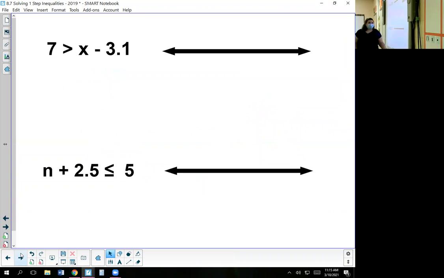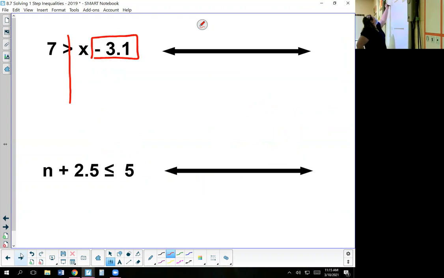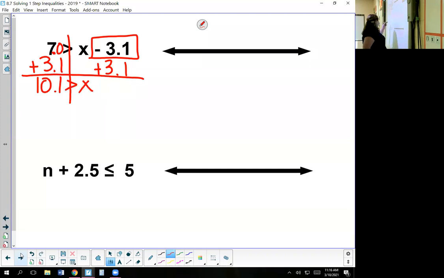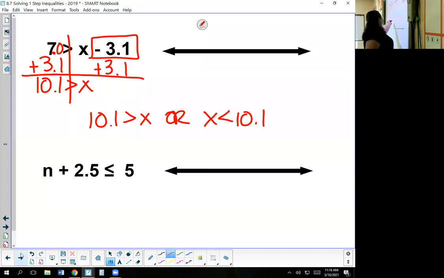All right, again, there might be ones with decimals. Don't overthink it. Same idea here. Now, this is saying subtract 3 1/10. So I add 3 1/10. Add 3.1. Remember, you line up the decimals. So you get 10.1 is greater than x. Now be careful on this one. You could read it as 10 1/10 is greater than x, or I would suggest flipping everything around: x is less than 10.1. If you do it that way, you would probably do it better if you put the variable on the left-hand side. But don't forget to put your sign.